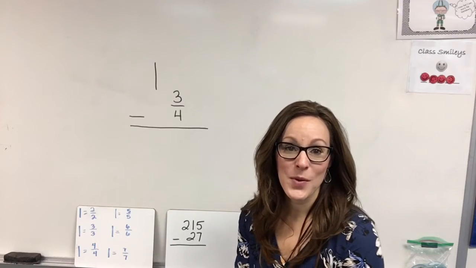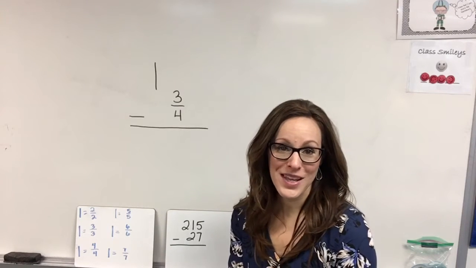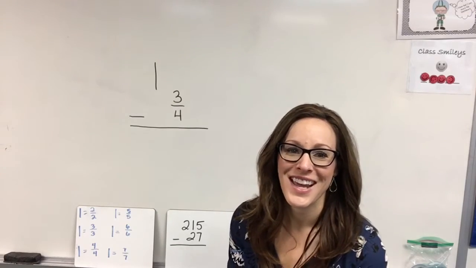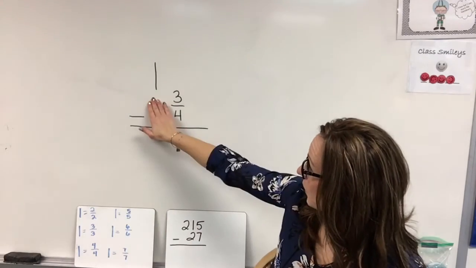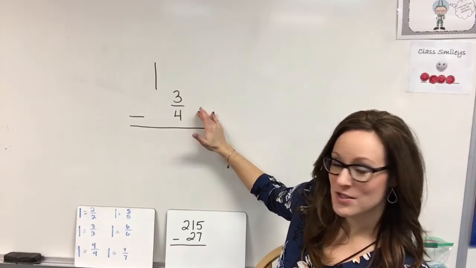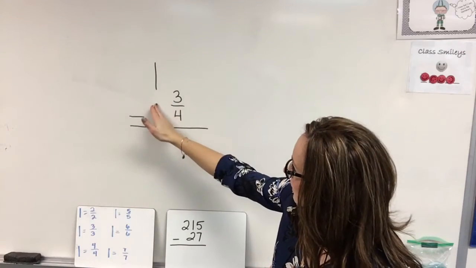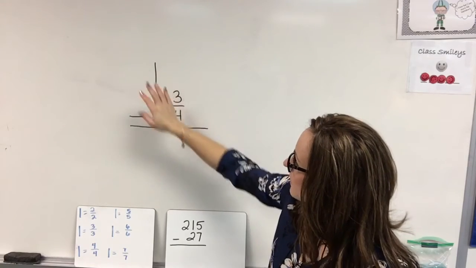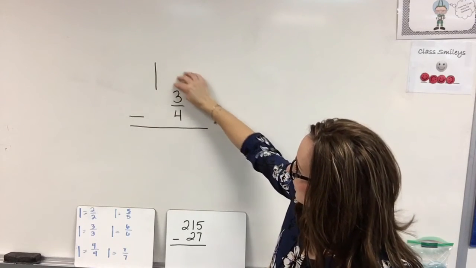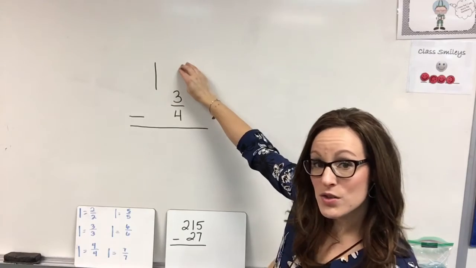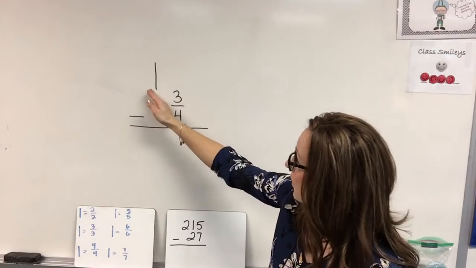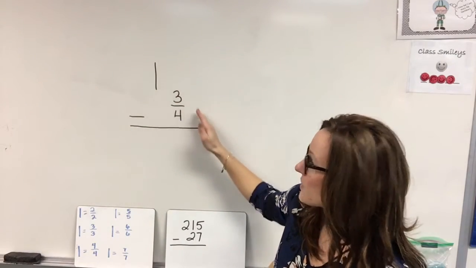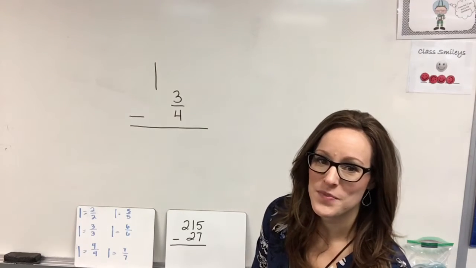Hi boys and girls, today we're going to talk about borrowing when subtracting with fractions. What that means is taking a whole number and subtracting a fraction. You can see I have a whole number here and I have no fraction here, but I'm subtracting a fraction from this whole number. So since I don't have a fraction here from which to subtract, I've got to borrow from my whole number in order to be able to subtract this fraction.